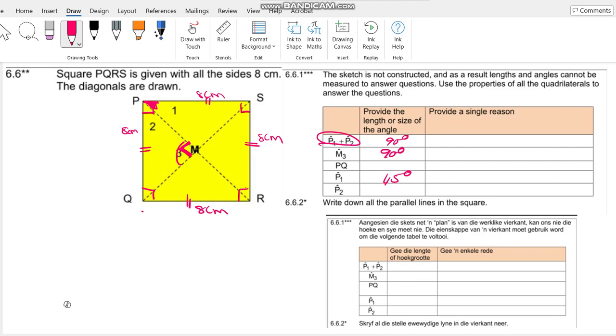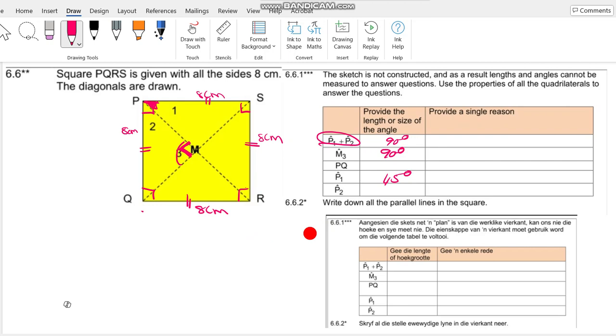So I'm just going to repeat that. Diagonals of a square bisect the vertex angle. It means it's halving the angle. That's just a better way of saying it's halving the angle. So diagonale lyne van 'n vierkant halveer die hoeke. That's all. Then you've got 6.6.1. Then 6.6.2.